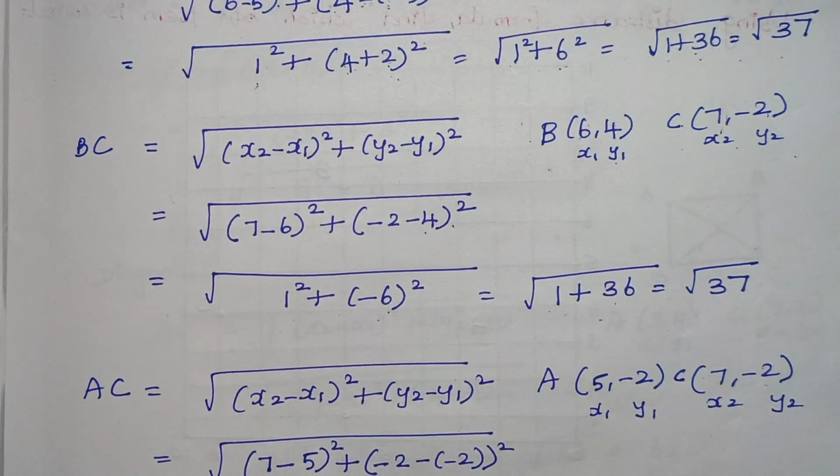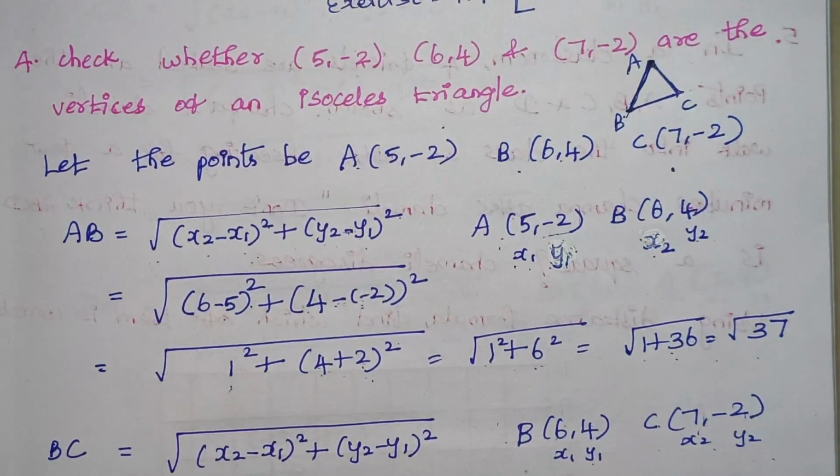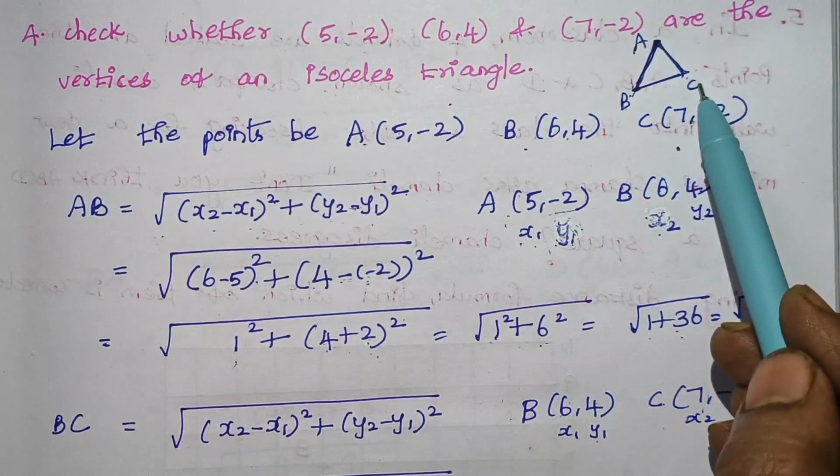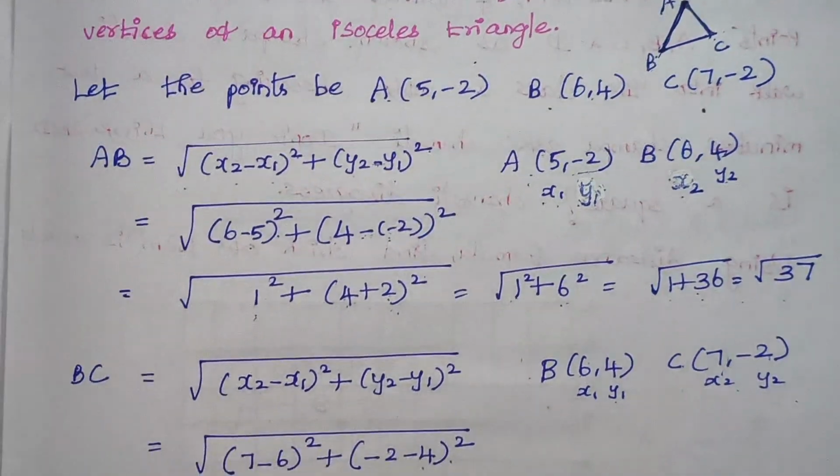So never come to a conclusion that the given points form an isosceles triangle, because we don't know about the third side. Even the third side may also give the same answer. If all the three sides are equal, then we call it an equilateral triangle. We have that type of triangle also, right? So the thing is just calculate all the sides. We have calculated AB and BC, and next we have to find AC or CA. Both mean the same.